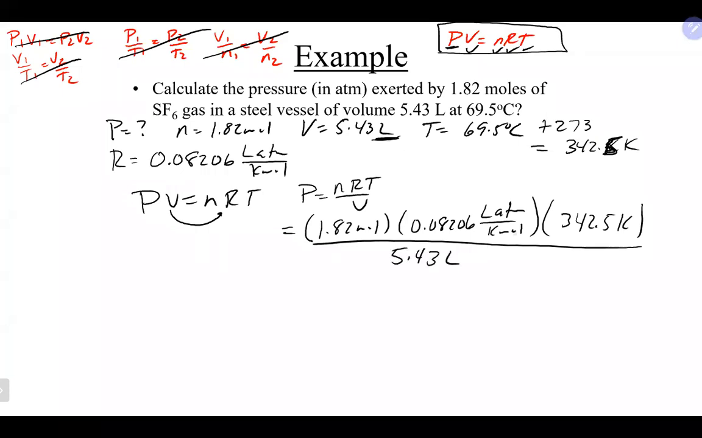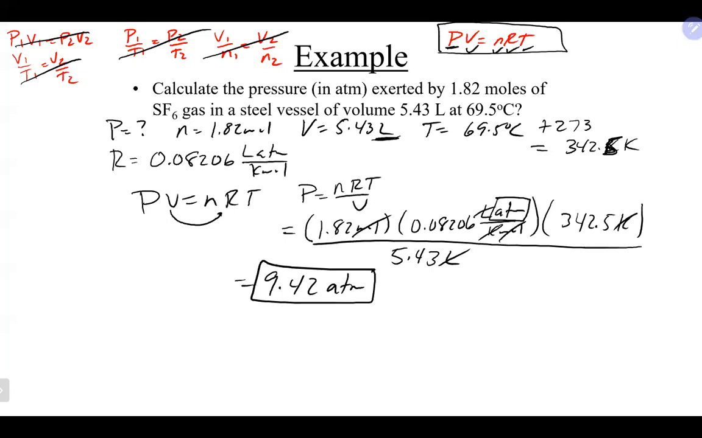In terms of units, the liters on the bottom and top cancel, Kelvin and Kelvin cancel, moles and moles cancel, leaves us just atmospheres left over, which is good because we're solving for a pressure in this particular case. 1.82 times 0.08206 times 342.5 divided by 543, looks like 9.42 atmospheres here. Any questions on that calculation?